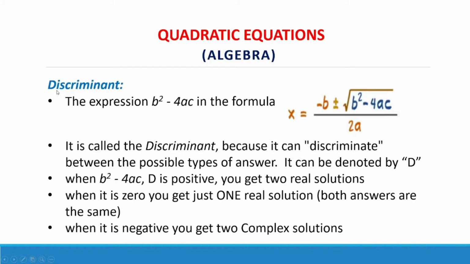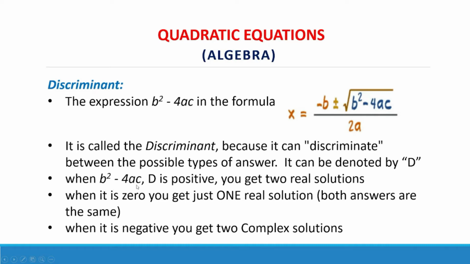Discriminant. The expression b squared minus 4ac in the formula x equals negative b plus or minus square root of b squared minus 4ac all over 2a is called the discriminant, because it can discriminate between the possible types of answer. It can be denoted by D.